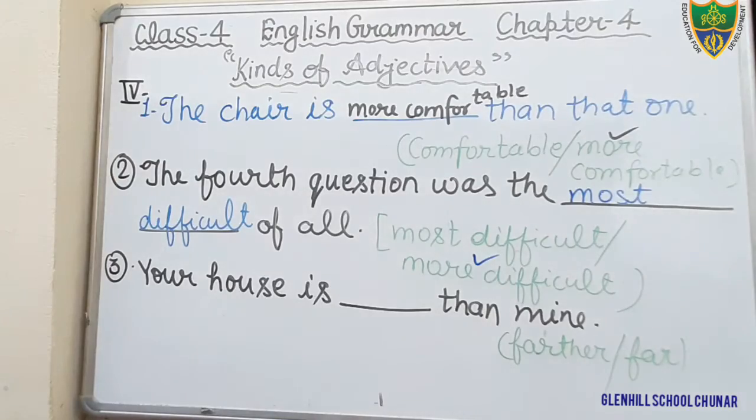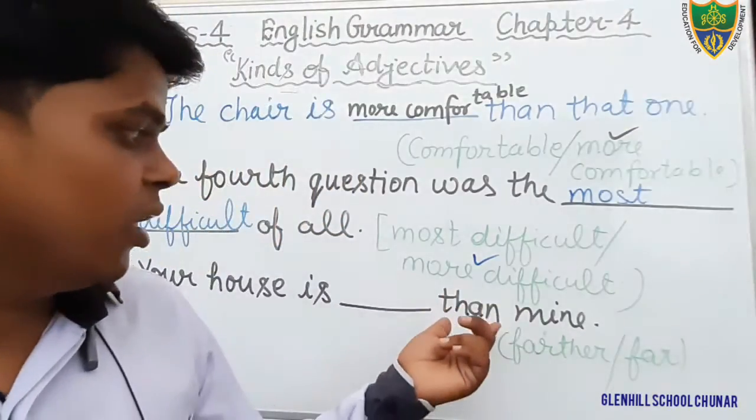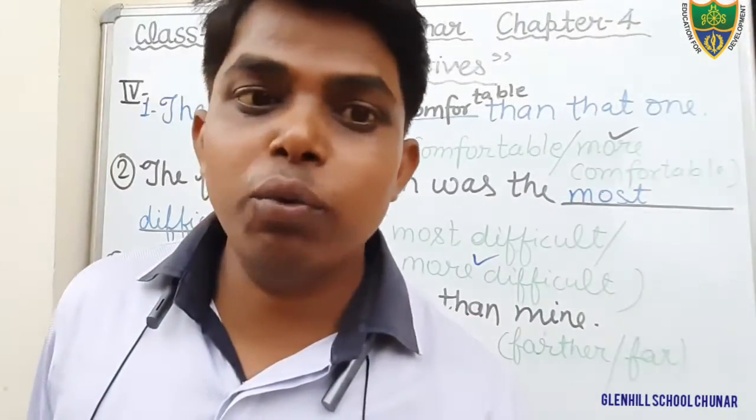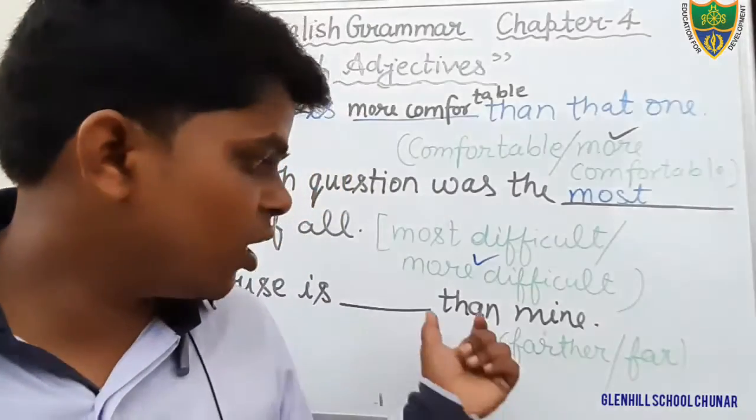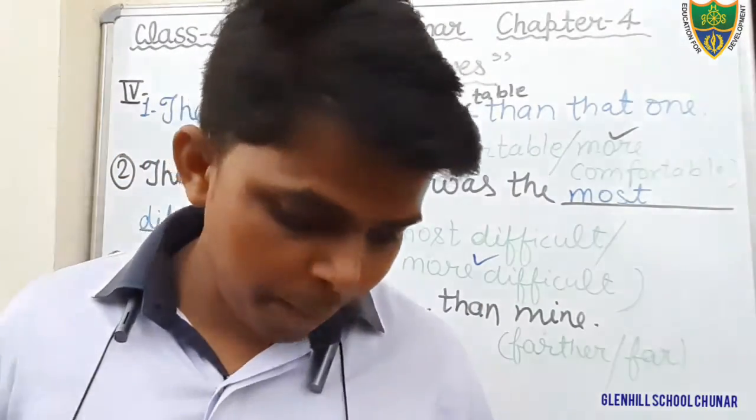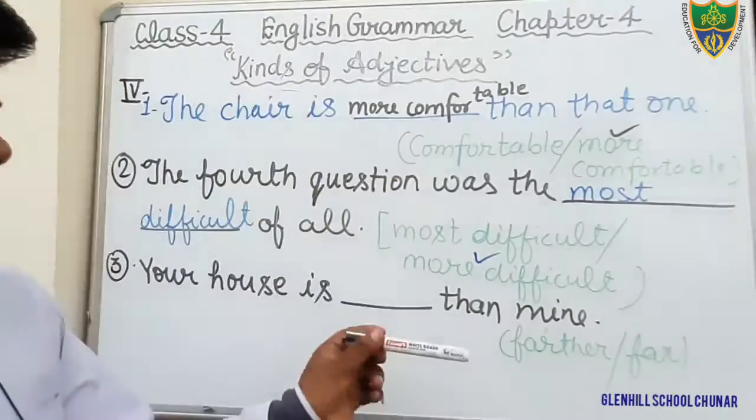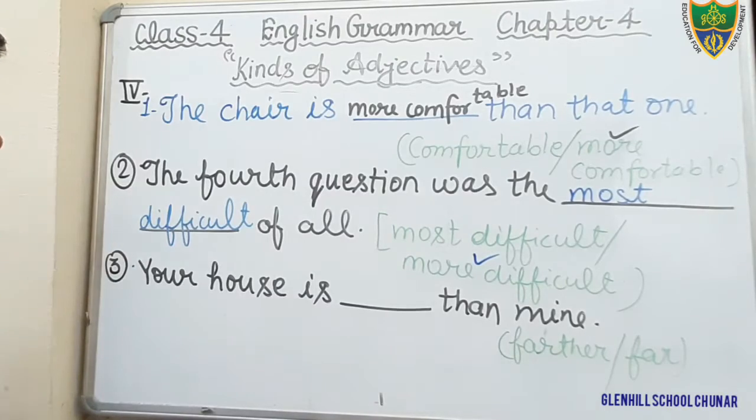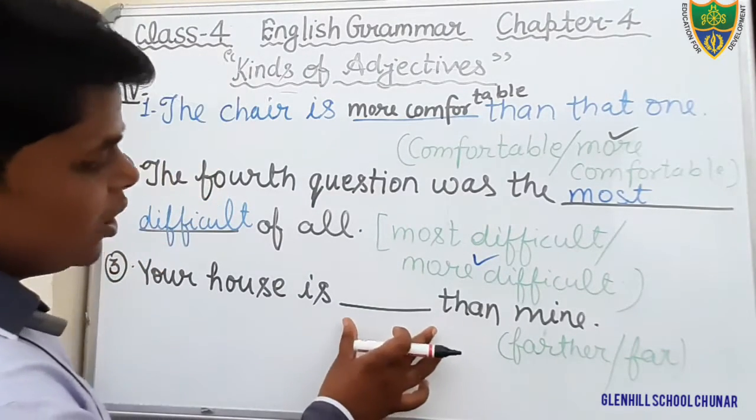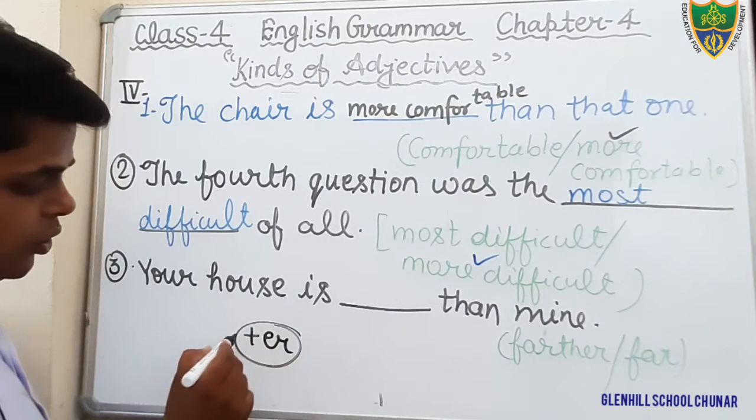Just see here students. Just think about what kind of degree it is. Here we have used the word than. And in which degree do we use the word than? In the comparative form of degree. In the comparative degree we use the word than. And I have told you that in the comparative form we generally add er to the positive degree.